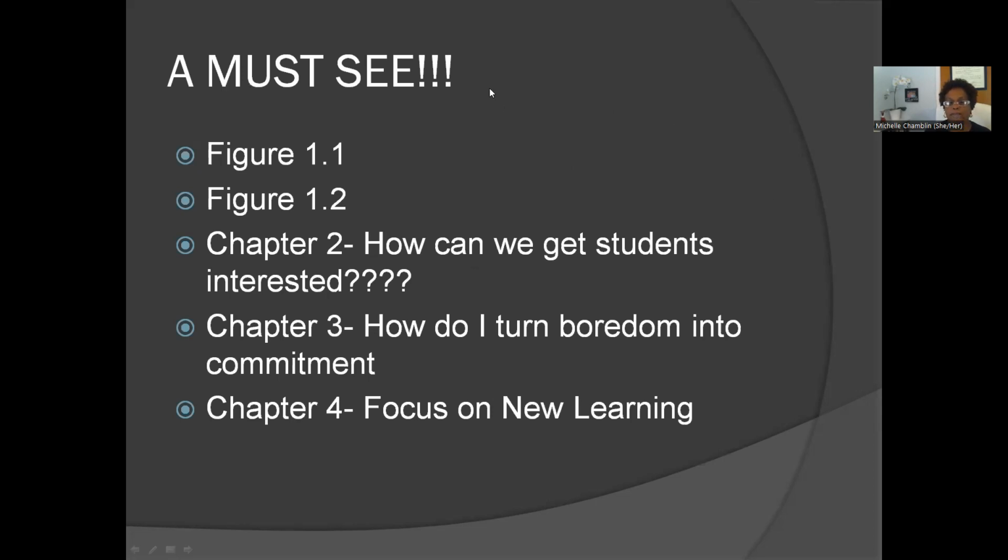While you're reading, figure 1.1 gives you a model, a visual of this model. And 1.2 gives you a very specific and very intricate and detailed visual and chart of how the book is laid out. And it gives you each area, and then it gives you the strategies that correlate with those areas. So it's a must-see, okay? Figure 1.1 and figure 1.2, very important to take a look at.